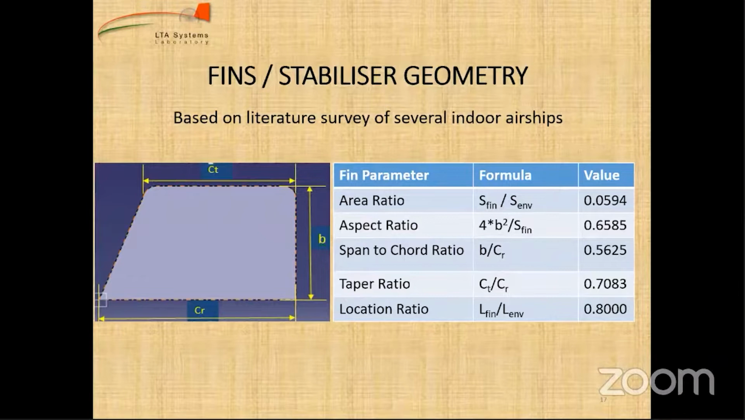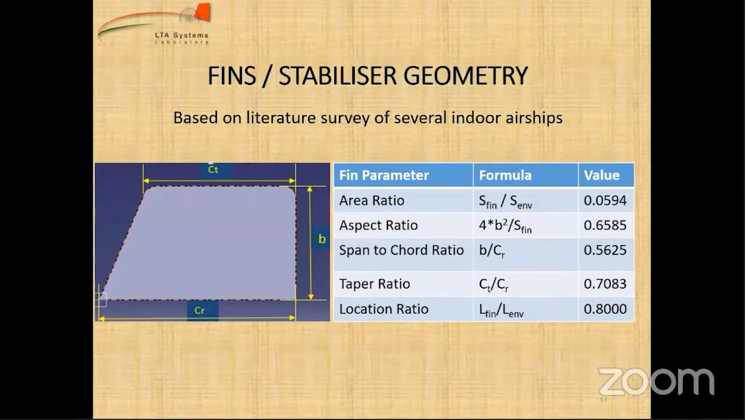Sir, maybe they were the experimental values based on the literature. Answer is on a slide. You can see the answer from the slide. Not from experimentation. Several existing indoor airships were studied. So we study different existing airships and we take the area ratios of them and we take an average of their values, and that's how we arrive at these values.